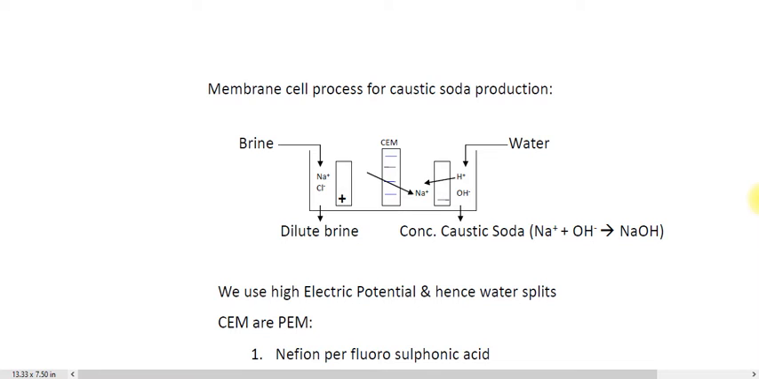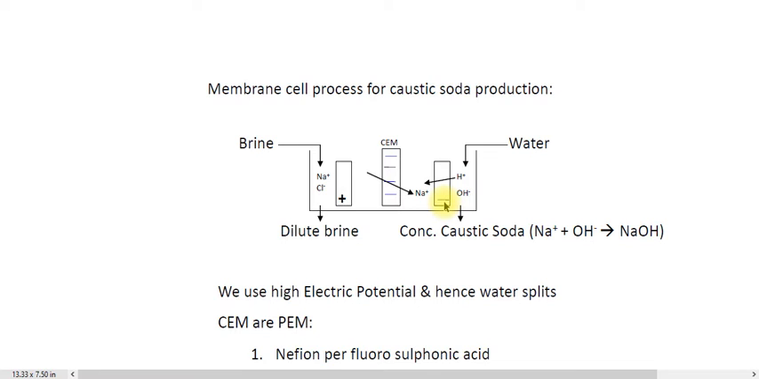Now this is a simple diagram to produce caustic soda from salt. So here you have a cation exchange membrane, using a single membrane. This is the anode, which will collect the negative ions and has the positive charge. This is the cathode. This is the anode.